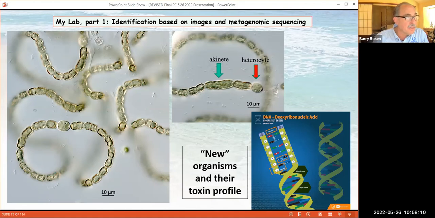So again, I like to take images like this, but then I isolate these organisms. And with that, I can do metagenomic sequencing and figure out, do you really have the genes for making toxins? Because a lot of times we put up these alerts in general because the water has got blue-greens in it, but we don't know if they're toxin producers. Next slide.